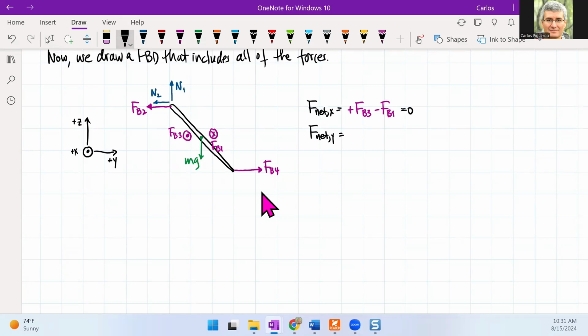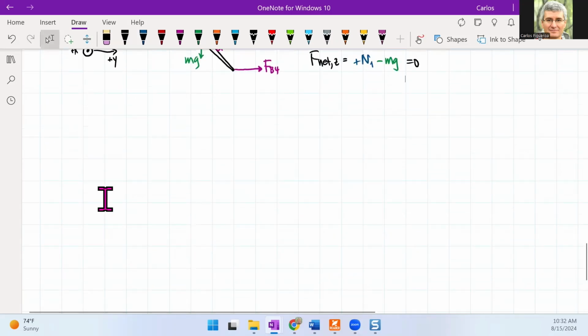Now, I have my y components. So my y component says that I have 3 forces in the y direction. And according to this, remember, going to the right is positive, going to the left is negative. So then this should be positive FB4. Then I'm going to get minus FB2 plus the normal force, which will also be negative, and that has to equal to 0. And then finally, I have the net force in the z direction, which then says that I have positive N1, and then I'm going to get a negative mg, and that has to be equal to 0.